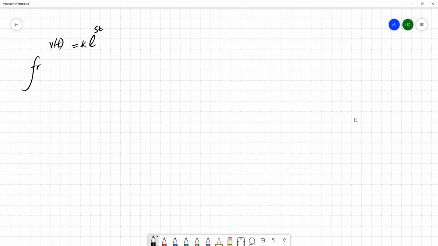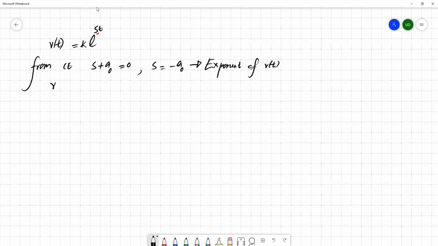So from the characteristic equation, s plus a naught equals 0. So then s should be minus a naught. So we can find the exponent of the response. This quantity, the exponent, is the one. So then our response would look like this: k e to the power minus a naught t. Now again we end up with an unknown constant k.